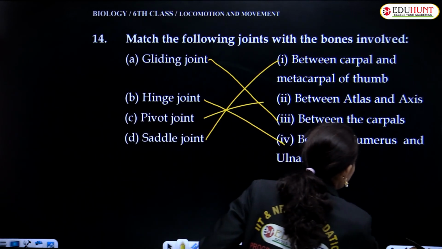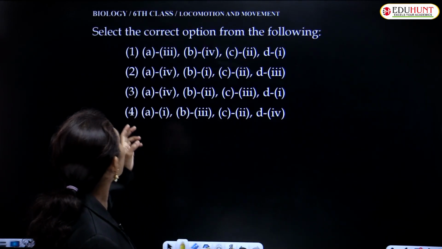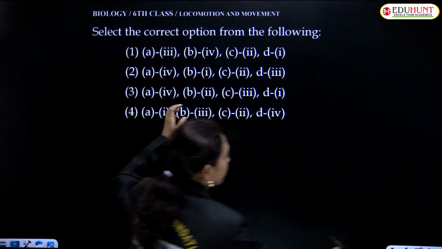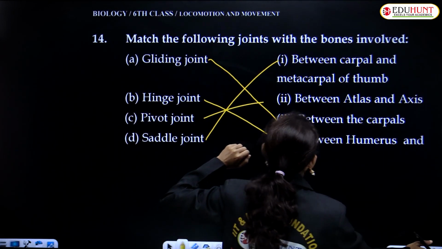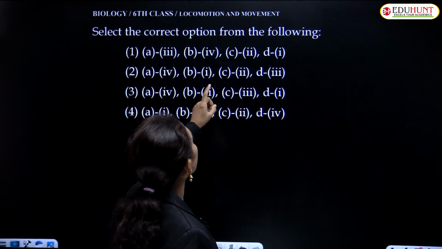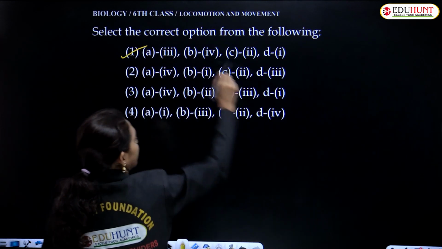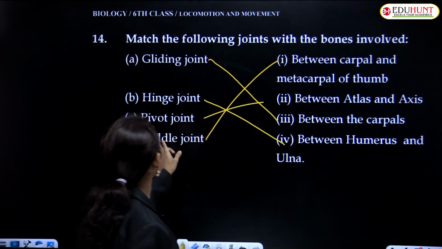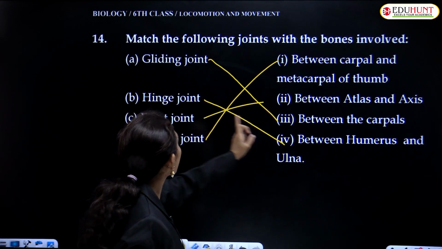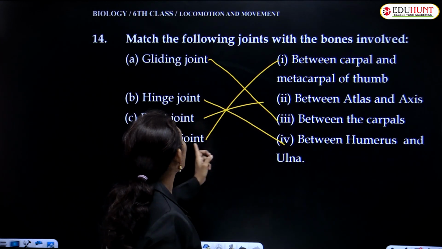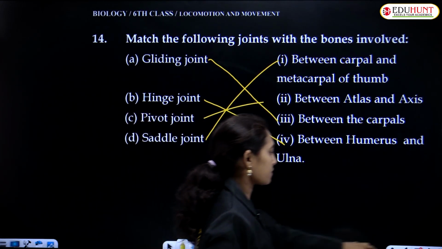So the correct option is 1, that is A3, B4, C2 and D1. Let's see whether D1 comes. Yes, A3, B4, C2 and D1.